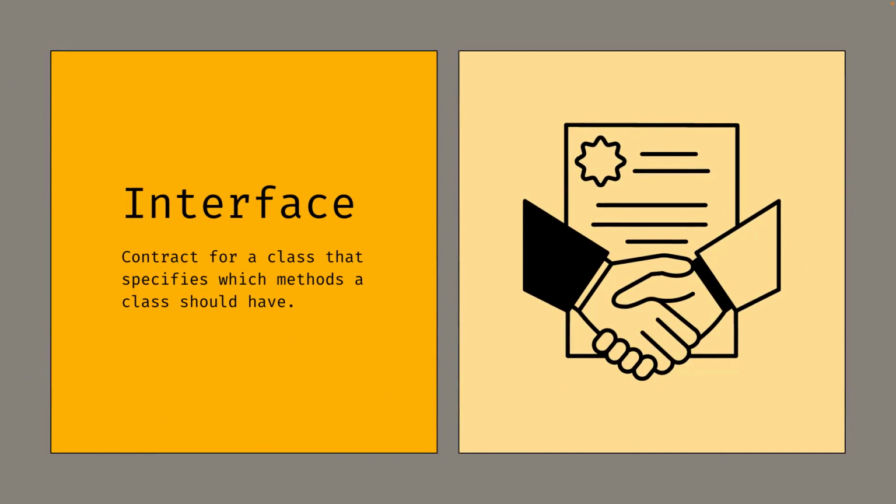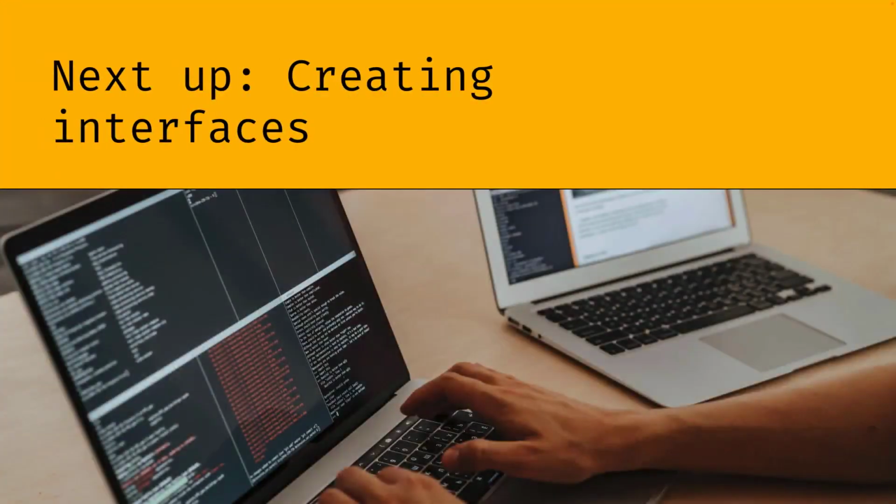So an interface in Java is pretty much some sort of contract for a class that specifies what methods a class should have. Let's have a look at how to create interfaces in the next video.